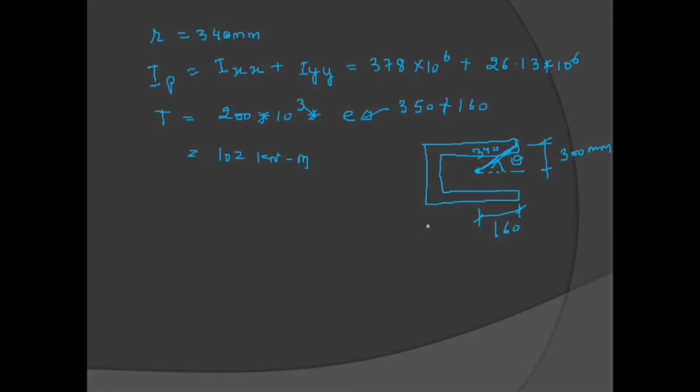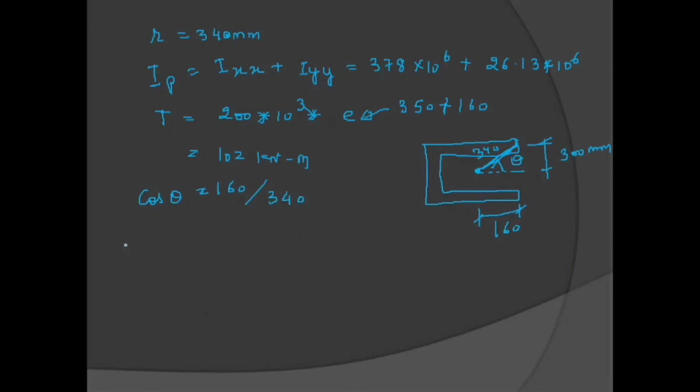Cos theta is equal to base upon hypotenuse, that is 160 upon hypotenuse, where the hypotenuse is the radial distance, that is 340. So cos theta is base upon hypotenuse, 160 over 340. Now we have all the values.